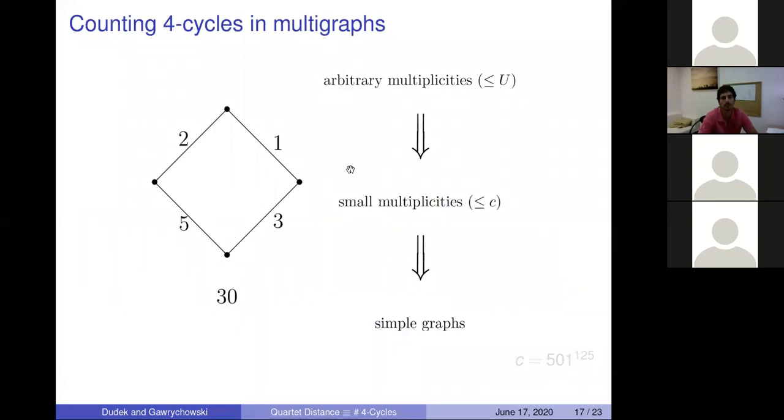Okay, so we want to count 4 matchings, but by the previous argument and the classification of shapes, it's equivalent to computing 4 cycles. So we actually count 4 cycles in a graph with weights, and we proceed in 2 steps. So first we say that if you have large multiplicities, actually you can reduce them to small constant multiplicities at the expense of introducing polylog instances. And then we show how to remove the multiplicities at all. So we have just simple graphs. And I will first show you the second step because it's a bit simpler.